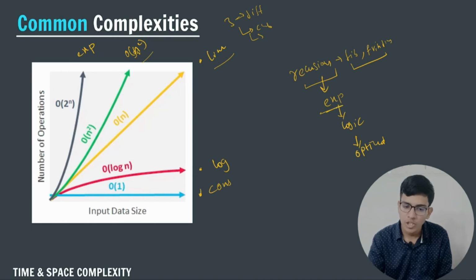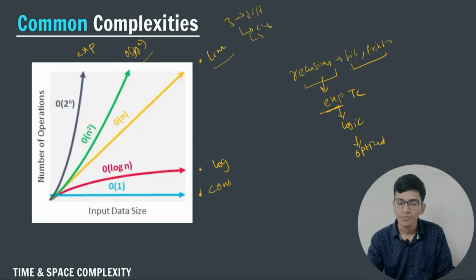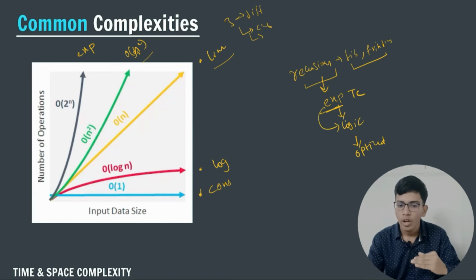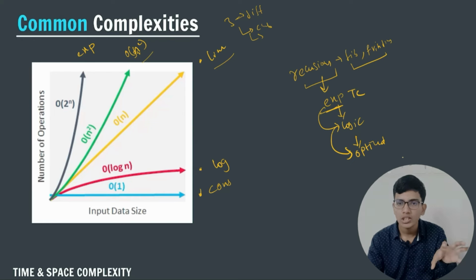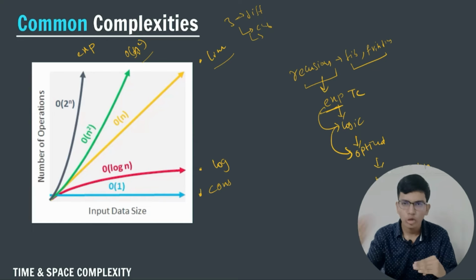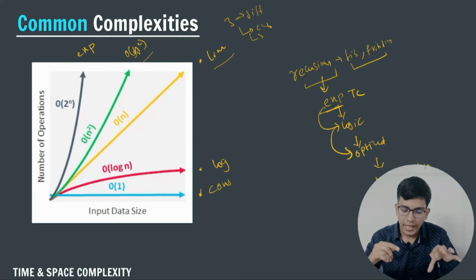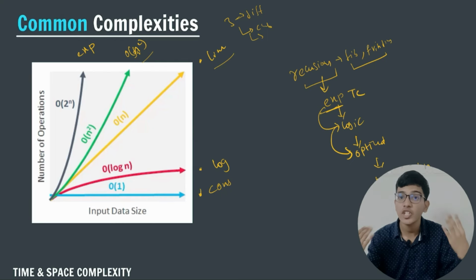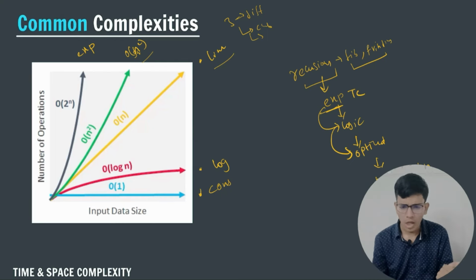So from the exponential time complexity, using our knowledge of time complexity and space complexity, we'll try to optimize the code, and we will optimize those questions which we did before using a technique called memoization. We'll study memoization in detail when we are doing the DP chapter. In DP I will tell you how to do those kinds of questions in an efficient manner.